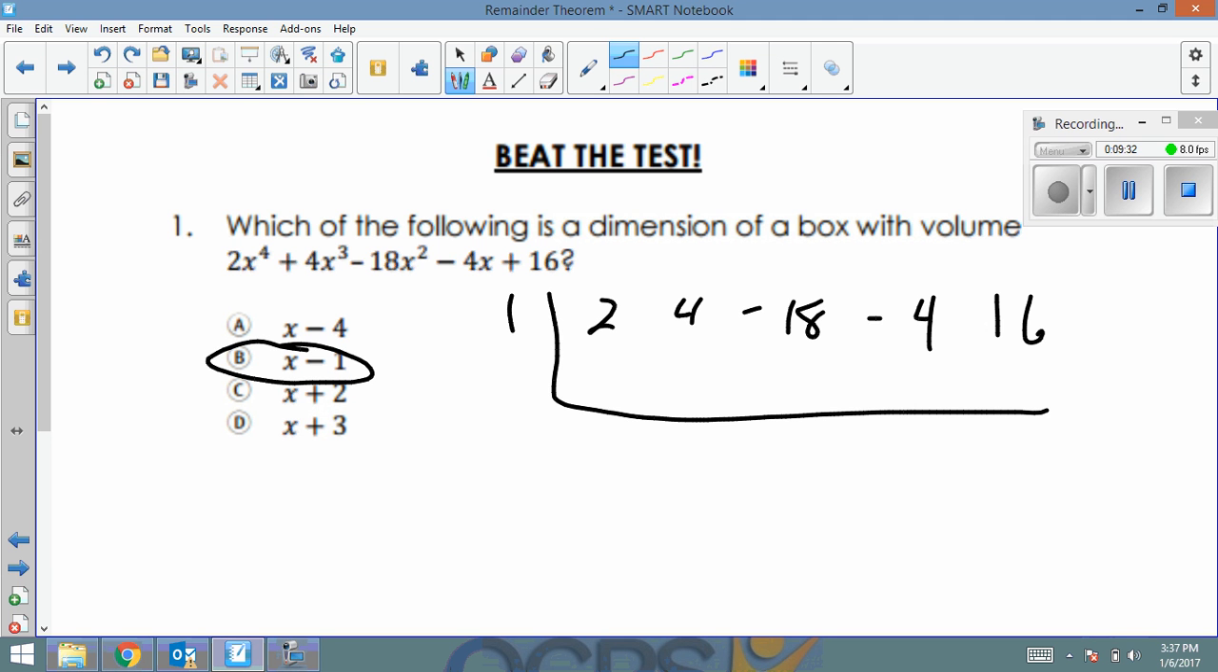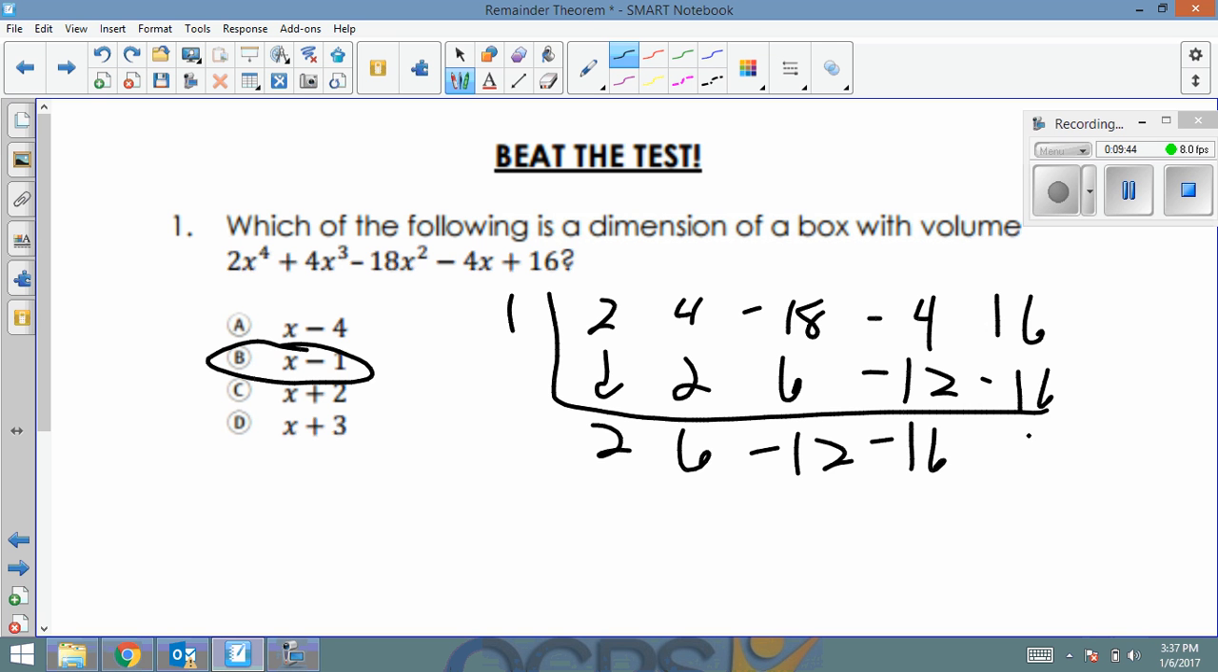Okay, so we'll use 1. Bring down our 2. 2 times 1 is 2. Add, that gives me 6, which gives me -12, which gives me -12 here, which gives me -16, -16, and you do get a remainder of 0, which is why x minus 1 is a factor.